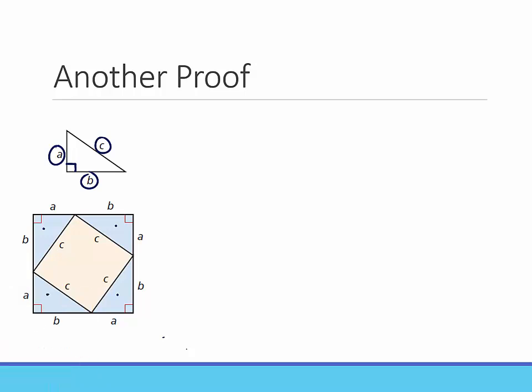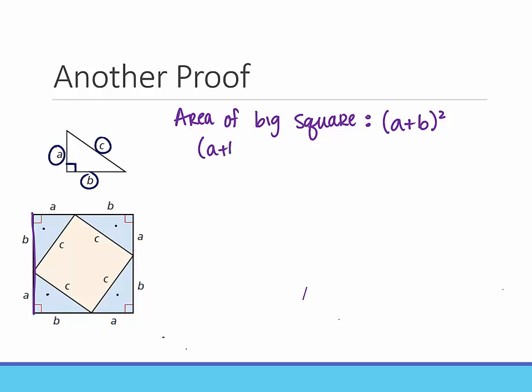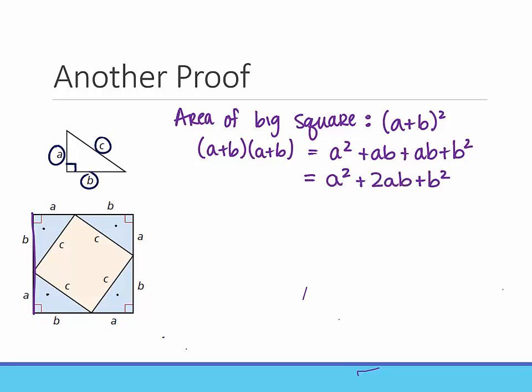we know that the area of the whole square is whatever the length is, so A plus B all squared. Now if we FOIL this out, this is A plus B times A plus B, which gives us A squared plus AB plus BA, or we could write AB plus B squared. This can be simplified to A squared plus 2AB plus B squared. So that's the area of that whole big thing, this whole big thing in here.